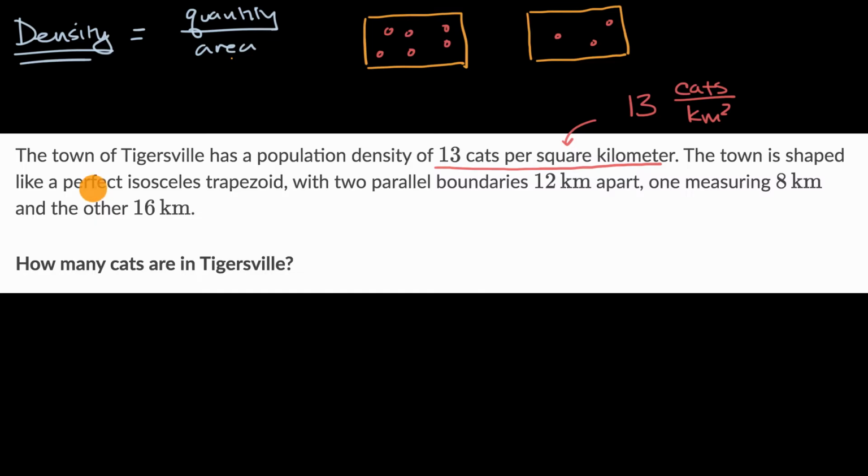The town is shaped like a perfect isosceles trapezoid. So it looks something like this. It's a perfect isosceles trapezoid. It's going to look something like that, with 2 parallel boundaries 12 kilometers apart. So this distance right over here is 12 kilometers, one measuring 8 kilometers. So this side over here is 8 kilometers. The other is 16. That's the longer one over there.